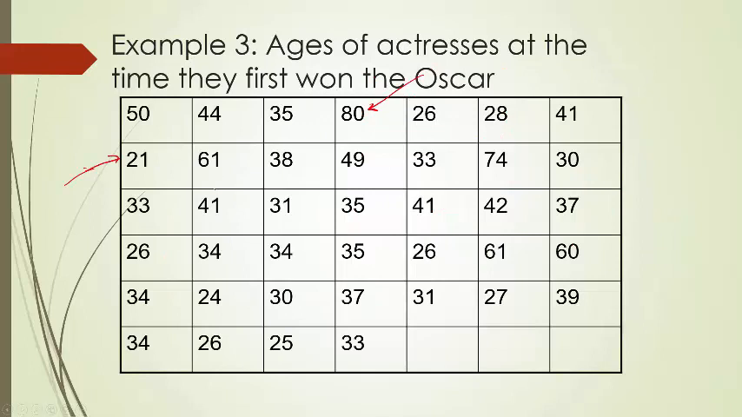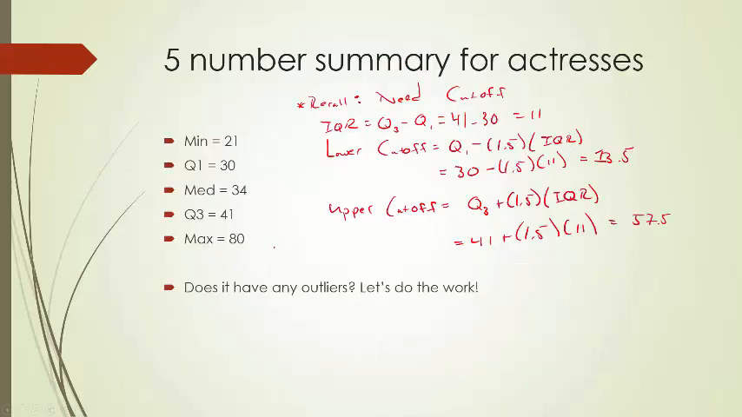So this data set actually has multiple outliers. 80 is an outlier, 61 is an outlier because that's above it, 74 is an outlier, 60 is an outlier. Wow, there's a lot of outliers in this data set. And this data set has 1, 2, 3, 4, 5 outliers. All right, and that's good. That's okay. You can have more than a single outlier in a data set.